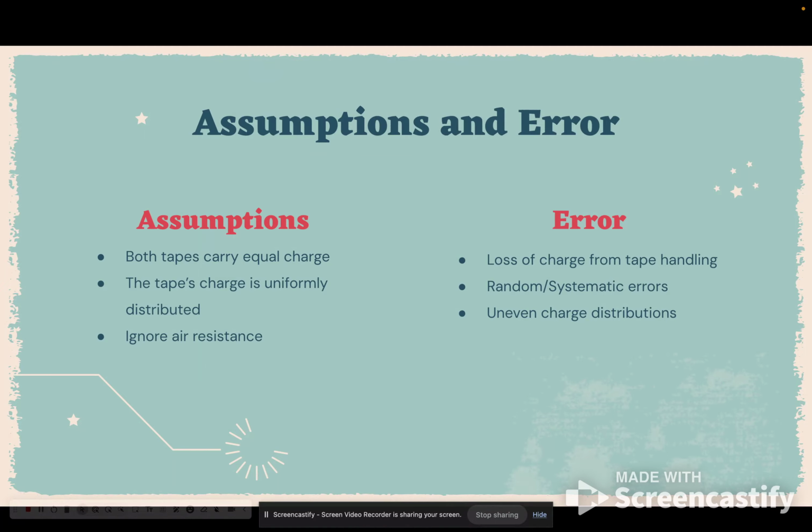And here are some of our assumptions. One of them was both tapes carry equal charge, which may not be the case in a real scenario. The tapes' charge is uniformly distributed, and we ignored air resistance. For errors, we could have lost charge from tape handling, which would have made them not equal to each other, and random and systematic errors such as measurement errors, and uneven charge distributions.